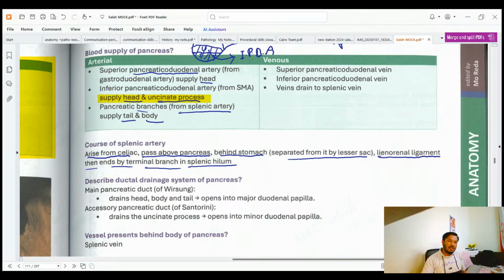The main pancreatic duct, or duct of Wirsung, drains the head, body, and tail, and opens into the major duodenal papilla. The accessory pancreatic duct, duct of Santorini, drains the uncinate process and opens into the minor duodenal papilla.